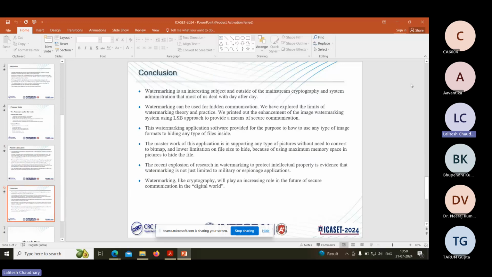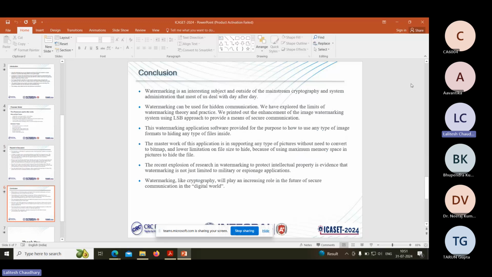Conclusion. Watermarking is an interesting subject and outside the mainstream of cryptography and system administration that most of us deal with day after day. Watermarking can be used for hidden communication. We have explored the limits of watermarking theory and practice. We planned out the enhancement of this image watermarking system using the LSB approach to provide a means of secure communication.